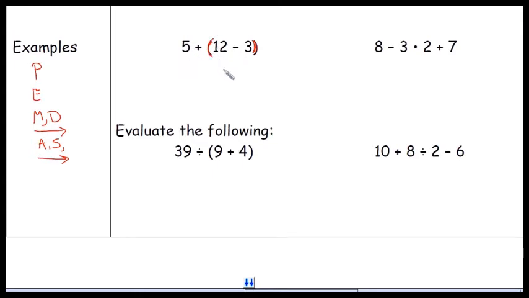So now let's talk about this first example. We have a parenthesis here, so we have to take care of whatever's inside the parentheses. Since we have a subtraction symbol, we're going to subtract 12 minus 3, that gives me 9. So now I can get rid of the parentheses because I've solved everything inside the parentheses, but I still have the addition of 5 plus 9. So 5 plus 9 is going to give me 14, and that's my final answer.